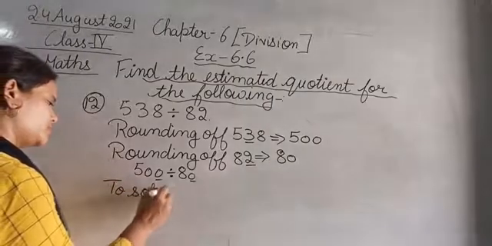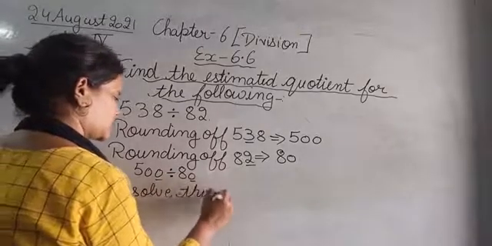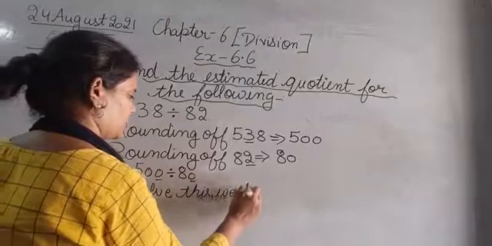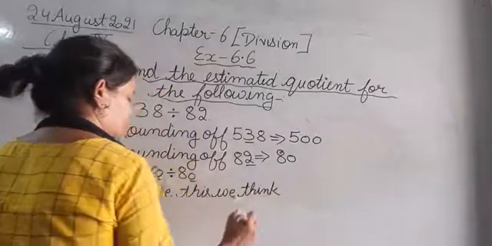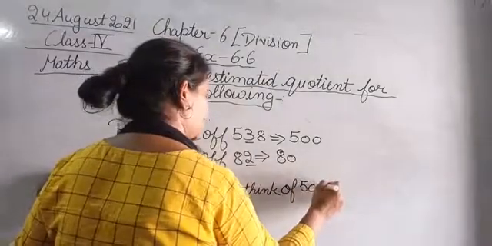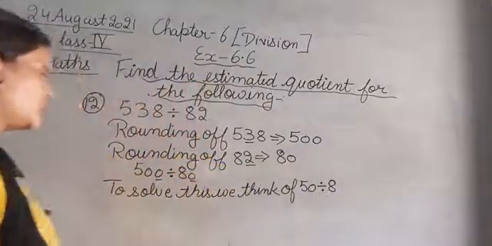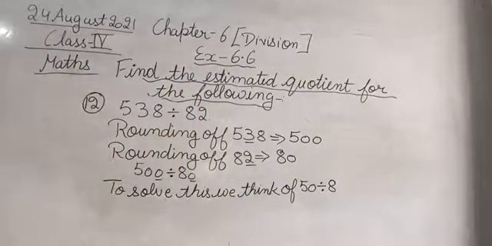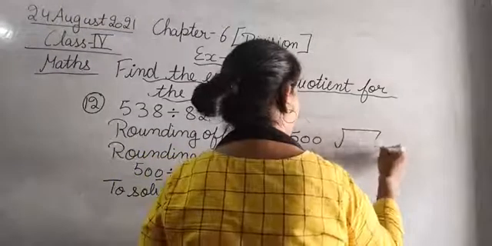To solve this, we think of 50 divided by 8. So let's divide 50 with 8.